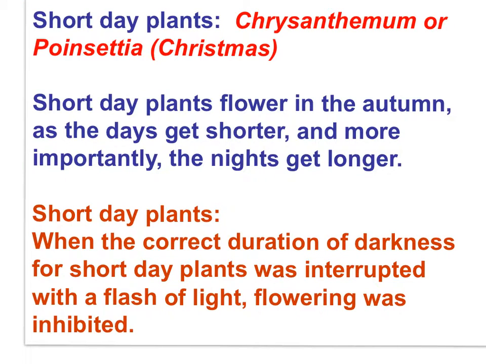Now let's look at short day plants, for example, Chrysanthemum or Poinsettia. Short day plants flower in the autumn as the days get shorter and, more importantly, the nights get longer. Interestingly, experiments have been conducted where plants were subjected to changing light conditions, and in short day plants, when the correct duration of darkness was interrupted with a flash of light, flowering was inhibited.